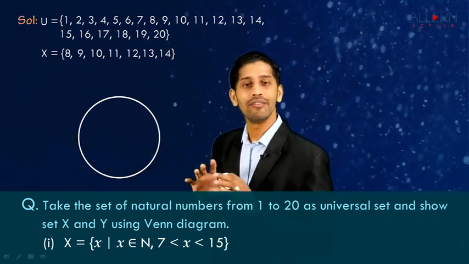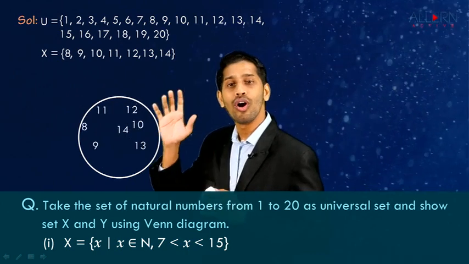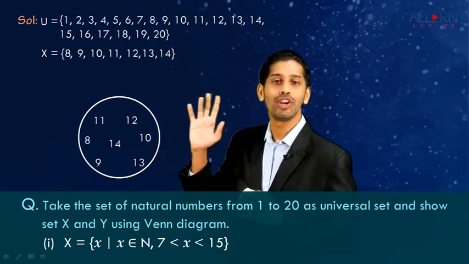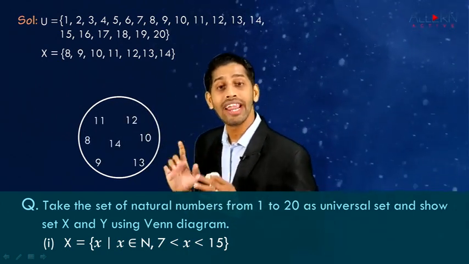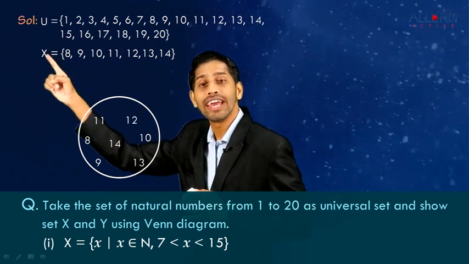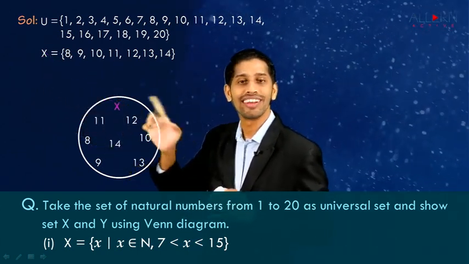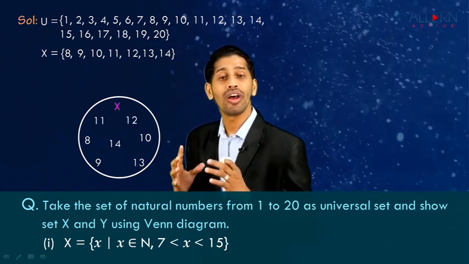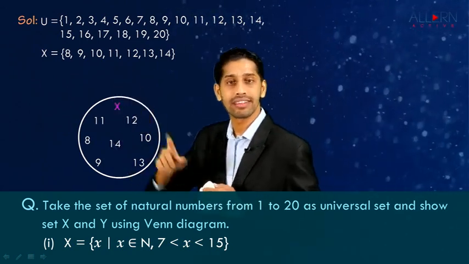In this circle we can write anywhere. So we write all elements 8, 9, 10, 11, 12, 13, 14, and this circle belongs to set X. So we need to write this X over here, right? That means we have drawn a geometrical figure for set X.